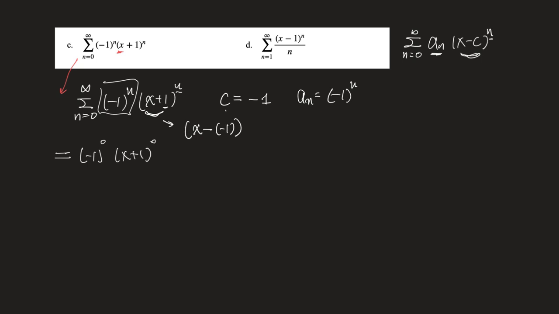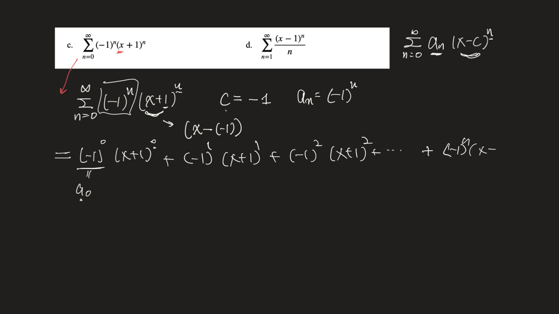X plus 1 to 0. Look at the power. This one represents A0. Power is 0, which represents coefficient A0. Negative 1 and 1, x plus 1, 1. Negative 1 and 2, x plus 1 squared, and so on. Negative 1 and n, x plus 1 to the n, okay?